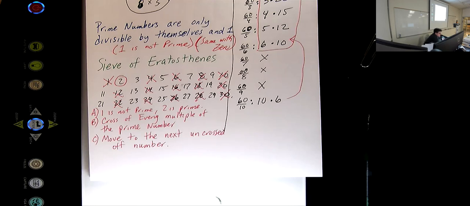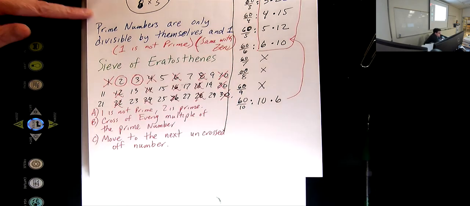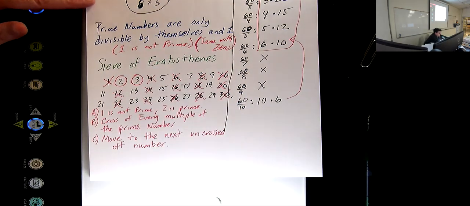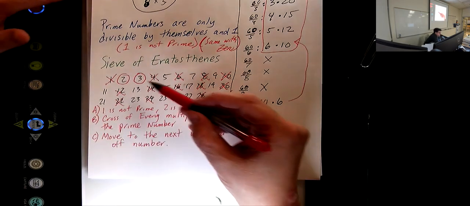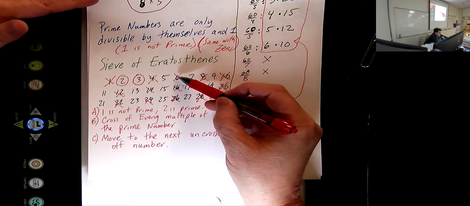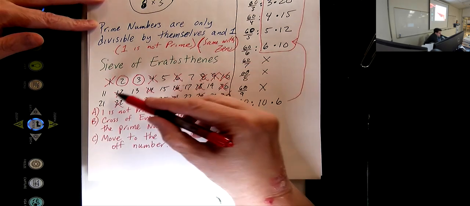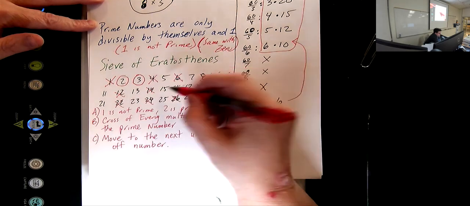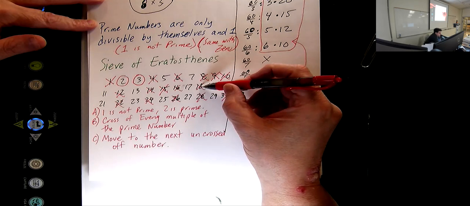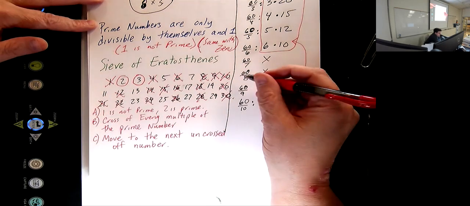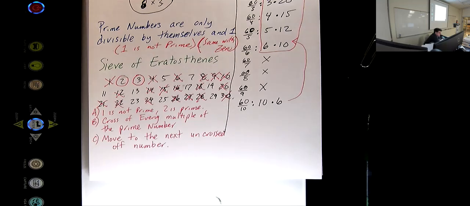Okay, and then I get to move to the next uncrossed off number. The next uncrossed off number is 3. I'm going to circle it, and we're going to cross off multiples of 3. 3, 6, 6 is already crossed off, I don't need to worry about it. 9, 12 is already crossed off. 15 gets crossed out though. 18 is already crossed off, but 21 isn't. And we'll keep going along the lines and cross those out. 27 gets crossed out also.